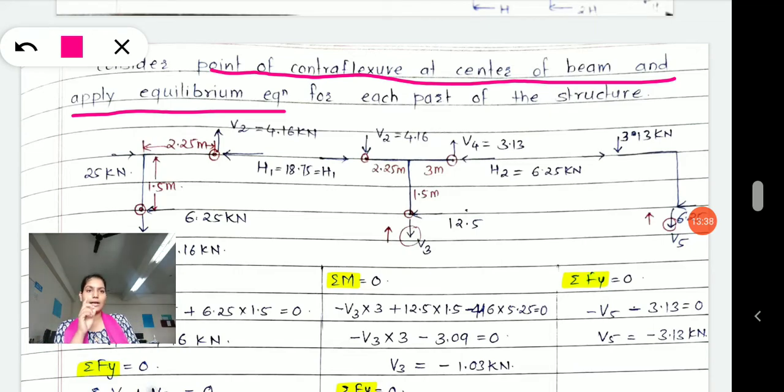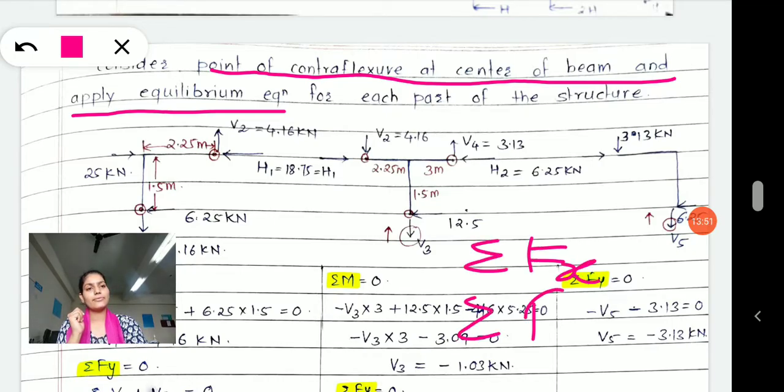You must understand what the equilibrium equation is. We have seen it multiple times, still I am reminding you. Summation Fx, summation Fy, and summation of moment at a particular point will be equal to 0.